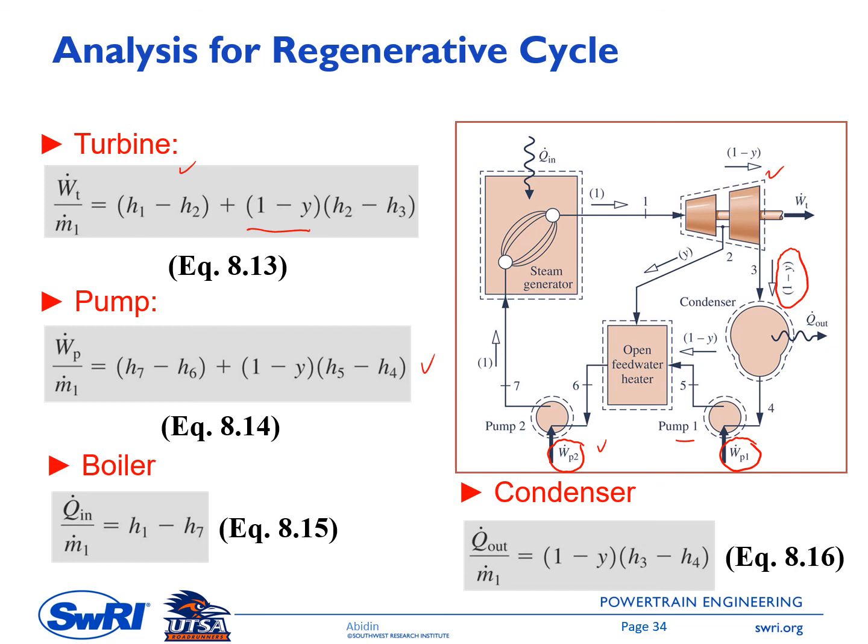And then for the Q in, we have m1 times (h1 minus h7). And then inside the condenser, Q out is m1 times (1 minus y) times (h3 minus h4).